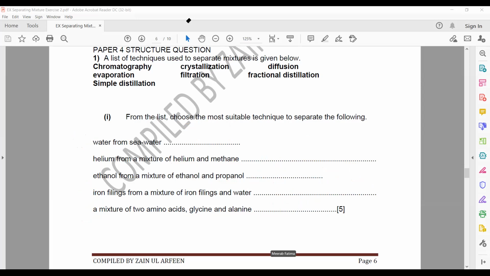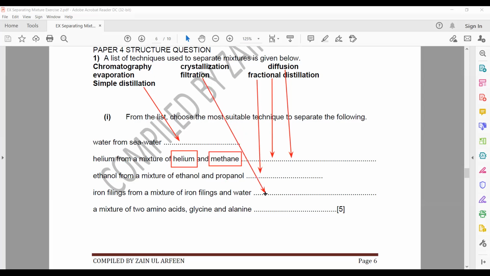So, thank you for your participation. The first one, water from seawater, that was simple distillation. Helium from a mixture of helium and methane, fractional distillation. Even diffusion can be used. Why can diffusion be used? Because these are gases with different masses, so even diffusion is acceptable. Ethanol from a mixture of ethanol and propanol, these are miscible liquids. Iron filings, so we can use filtration. A mixture of two amino acids, so we will use chromatography. Is it clear to everyone?